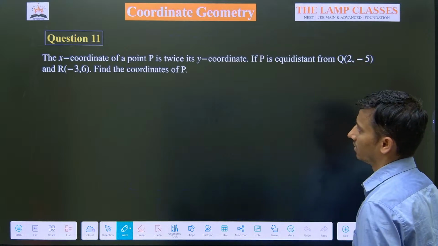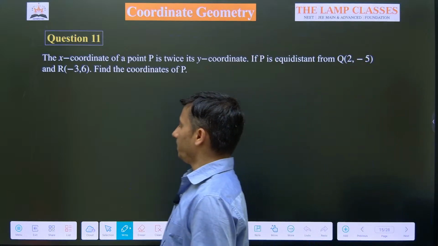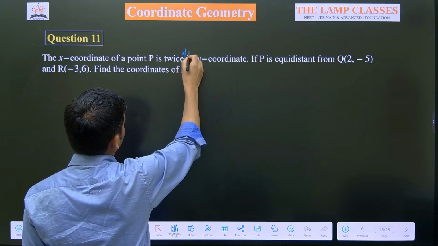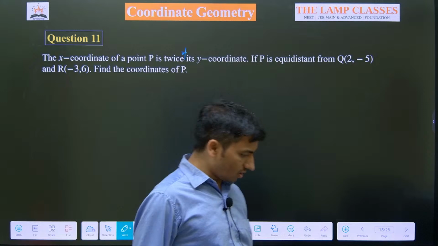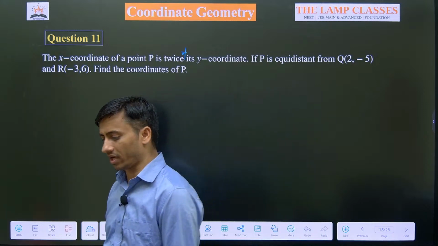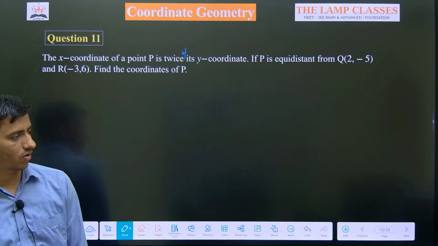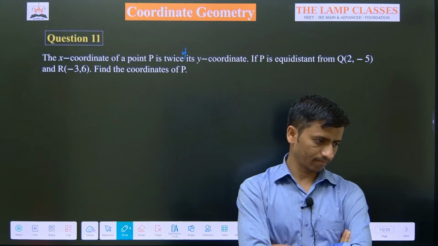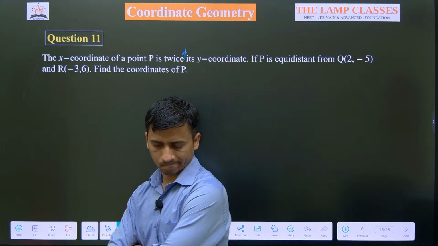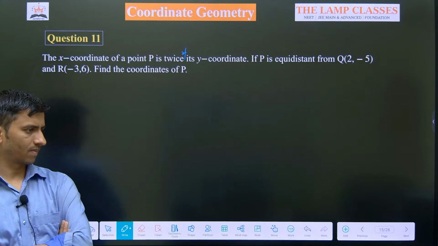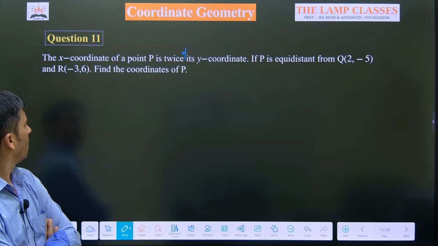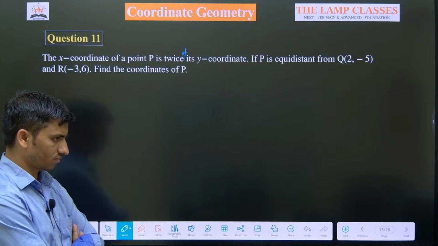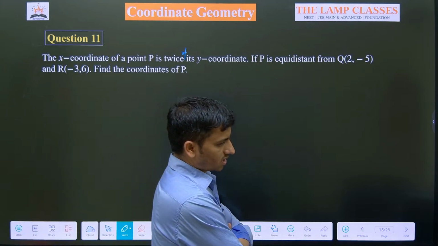Let's go to the next question. The x coordinate of a point P is twice its y coordinate. They may use the word abscissa and ordinate also, guys, instead of x coordinate and y coordinate. Find the value of x.